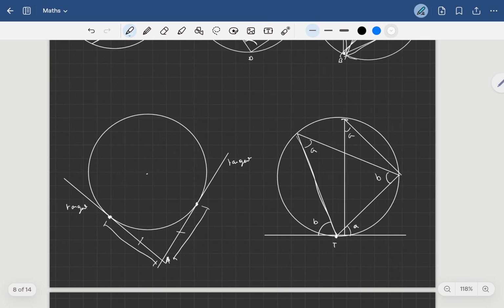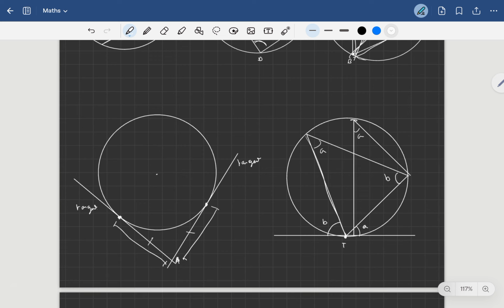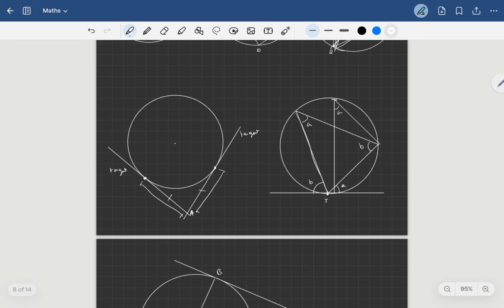Now, obviously, I haven't explained why all of these circle theorems work, but that is what we will do in the next video. Right now, I'm just doing a quick run through of all the circle theorems to prepare you for your upcoming exams. Now, let's go over some questions which utilize the circle theorems.